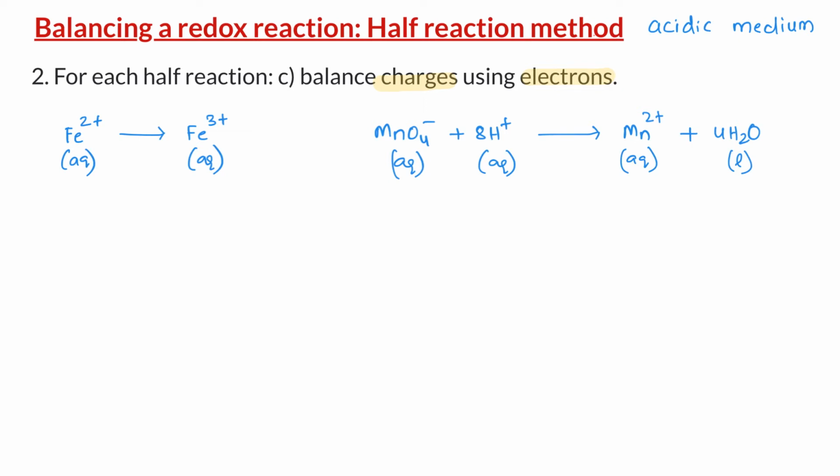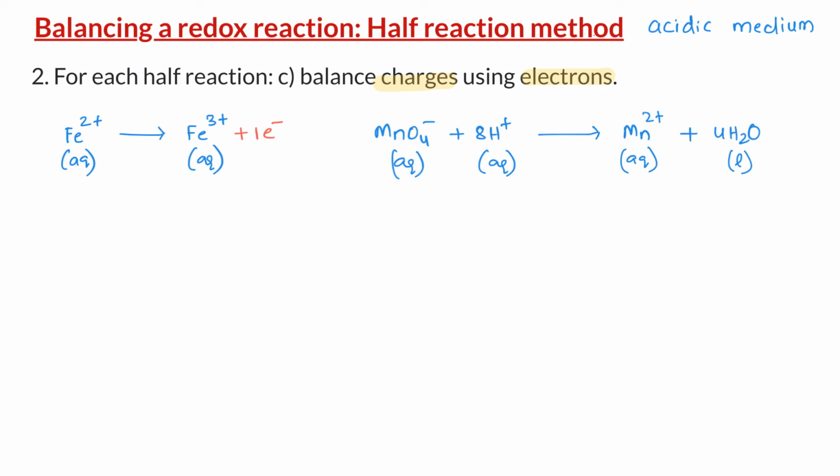We balance the charges by adding electrons. Now electrons will be added to the side in which there is greater positive charge. For example, in this case, if we add 1 electron to the product side, the charges now are balanced on both the sides. That is, 2+ charge on the reactant side and 2+ charge on the product side.